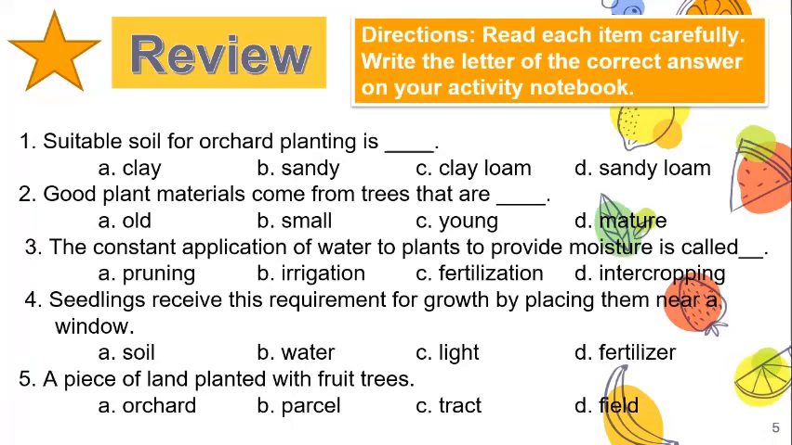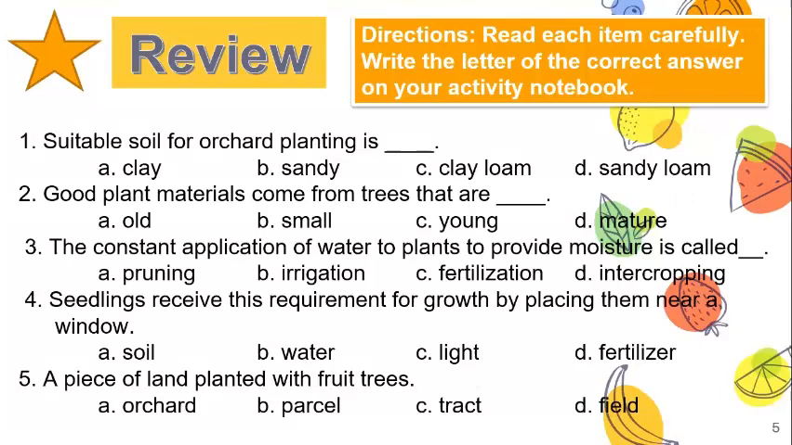Number 3. The constant application of water to plants to provide moisture is called blank. A. Pruning, B. Irrigation, C. Fertilization, D. Intercropping. Choose. Number 4. Seedlings receive this requirement for growth by placing them near a window. A. Soil, B. Water, C. Light, D. Fertilizer. Take your pick.